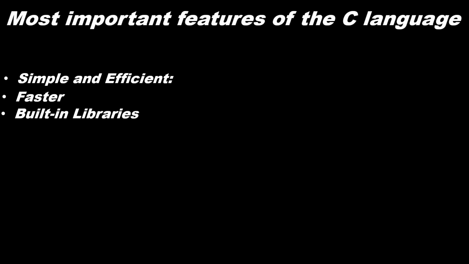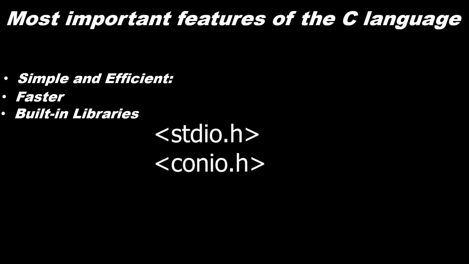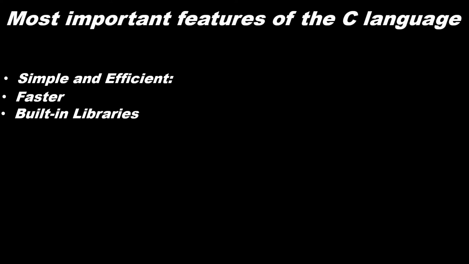So C has built-in libraries. So what are the built-in libraries in C? For example, we use stdio.h and conio.h, which are libraries in which numerous functions are included, and we directly use these functions to make the code easy. For example, in the standard input output library, there is the printf function. With the help of this function, we can print a message on the screen.